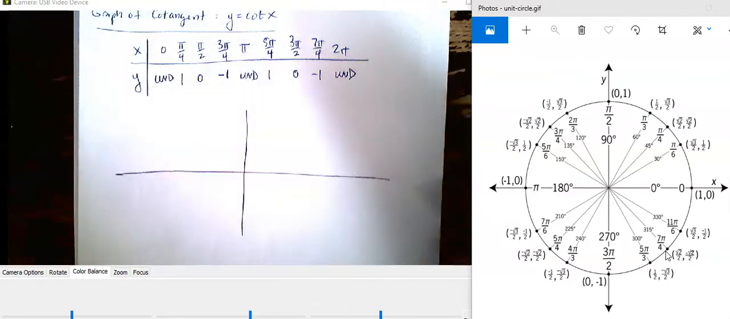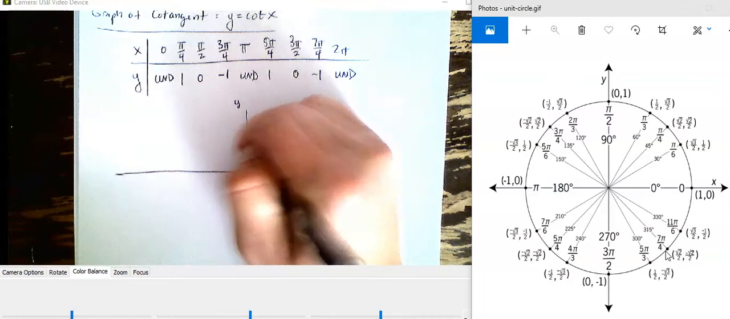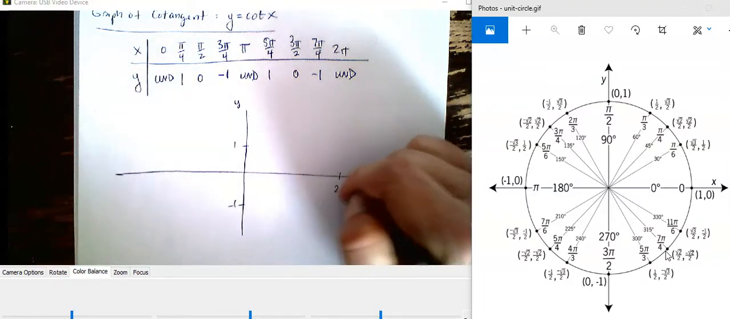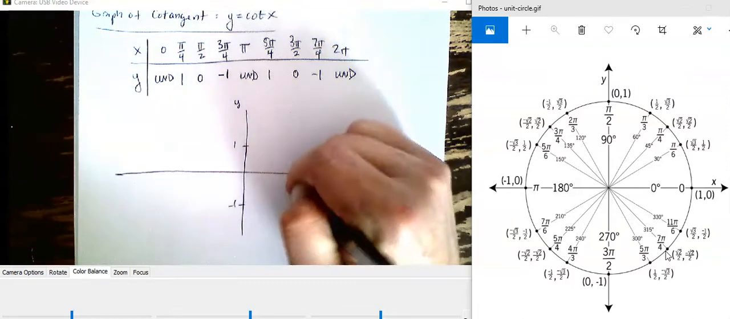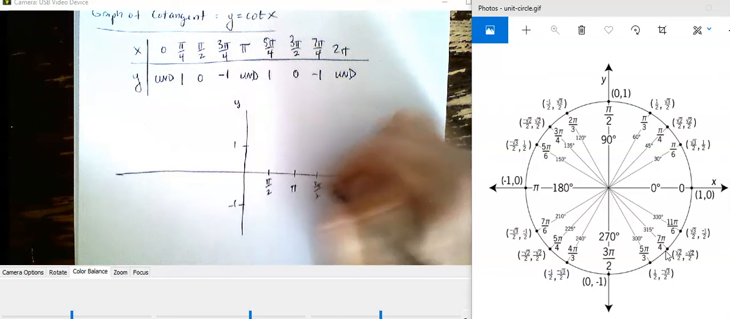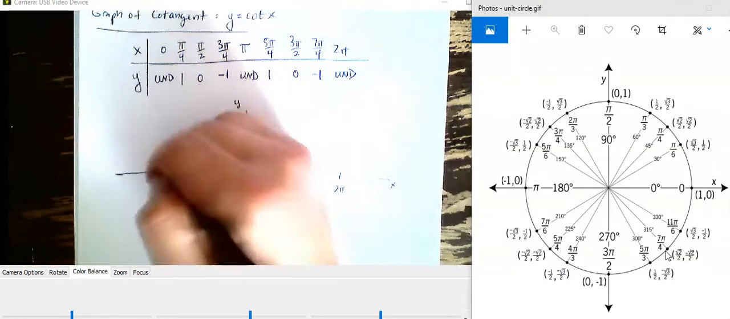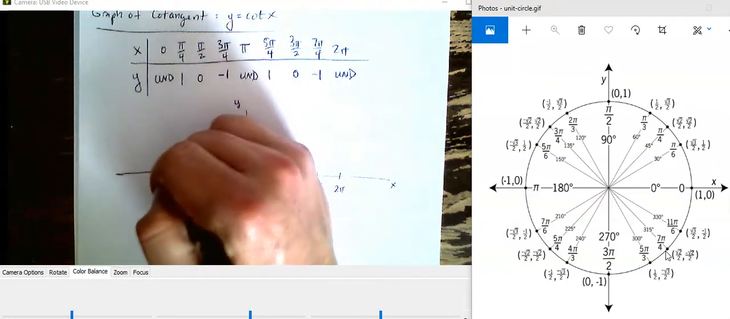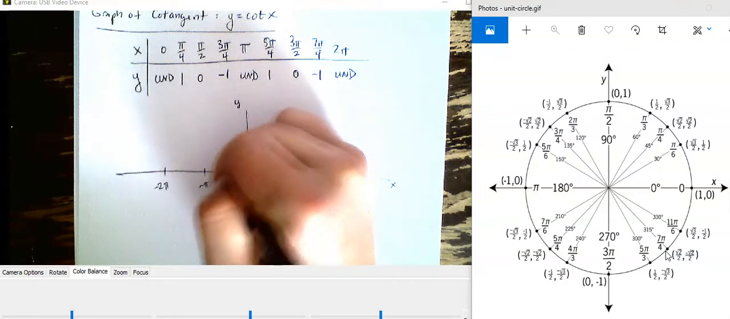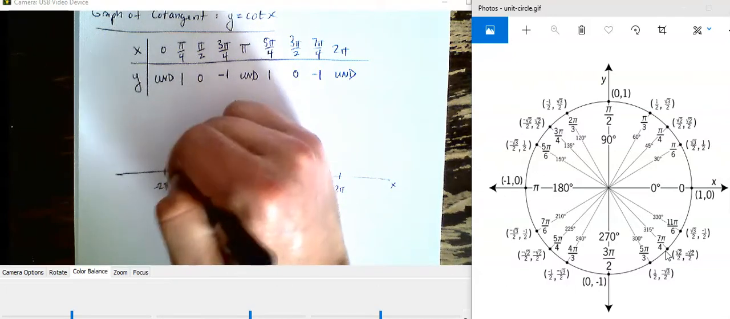Alright, so let's scale. Like we did before. Here's 1 and negative 1. And 2 pi, pi over 2, 3 pi over 2. And do the same in the reverse. Negative 2 pi, negative pi over 2, and negative 3 pi over 2.